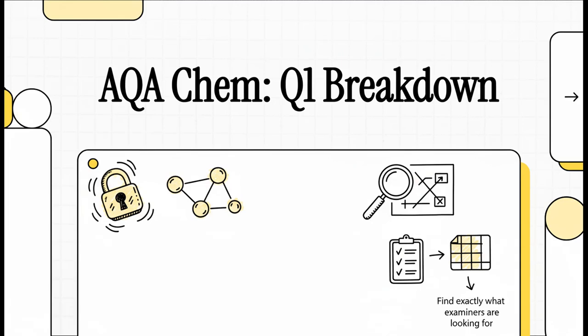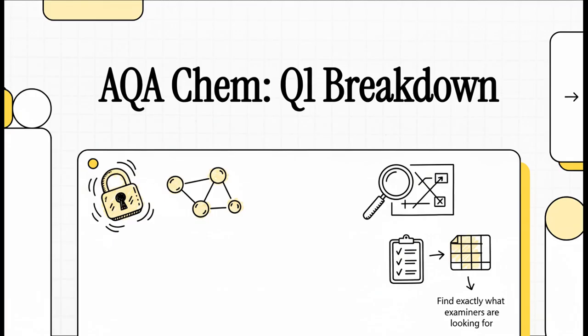All right, let's get straight into it. In this explainer, we're going to crack the code on a real AQA GCSE chemistry question. We're going to break down question 01, which is all about structure and bonding, and I'll show you exactly what the examiners are looking for so you can bag every single mark.